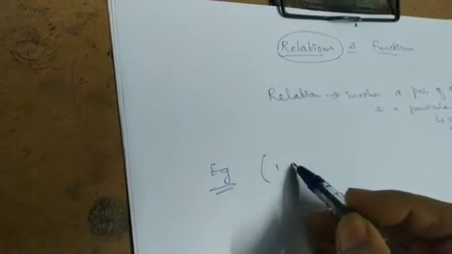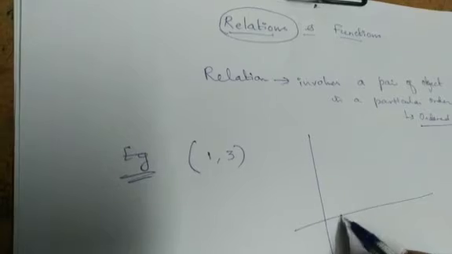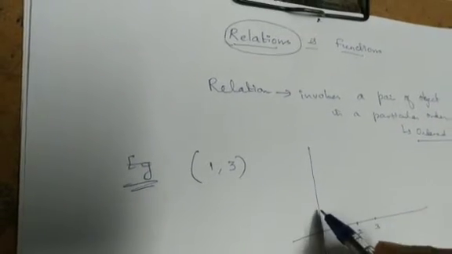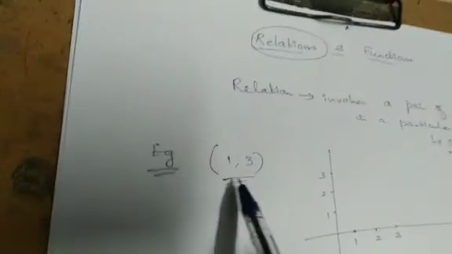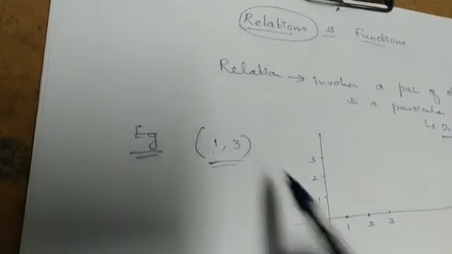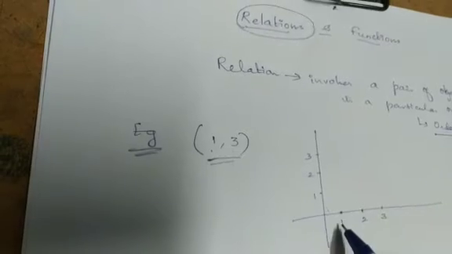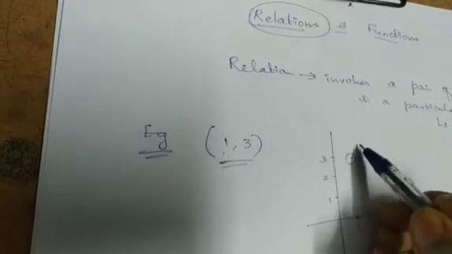Say (1, 3). I am going to plot the point (1, 3) on a graph. Do you know how to plot the point? You have studied this in 8th standard, 7th standard itself, isn't it? The first number represents the x coordinate, and the second represents the y coordinate. So (1, 3) is plotted like this.